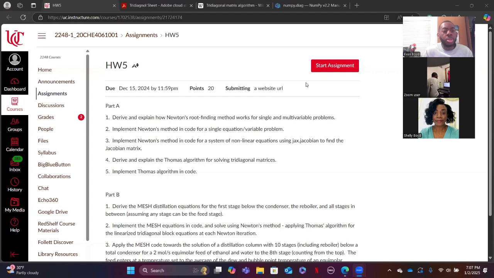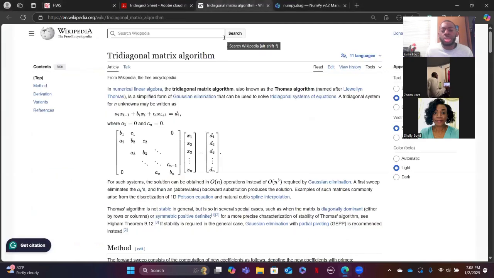Okay, continuing on with our part A, we are now deriving and explaining the Thomas algorithm for solving tridiagonal matrices. The purpose of the Thomas algorithm, like it says here, is basically to solve linear systems that have tridiagonal matrices.